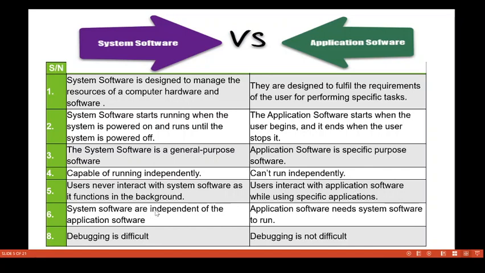System software is independent of the application software, while application software needs system software to run. There is no way your application software can work without installing a system software. And debugging, that is correction, is very difficult in system software, while debugging is not too difficult in application software. So this is the key difference between system software and application software, and our focus area is system software.